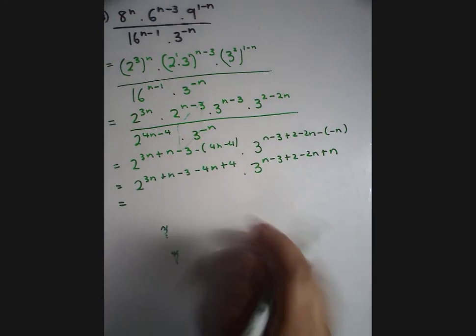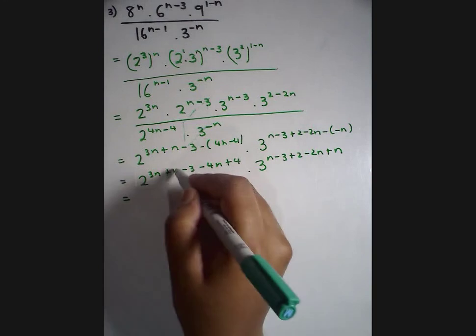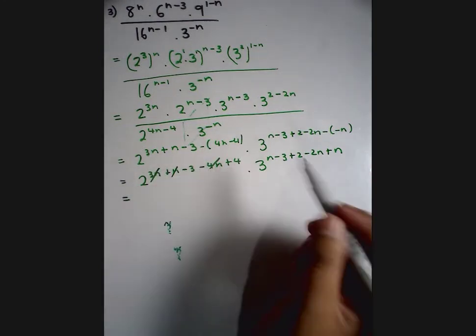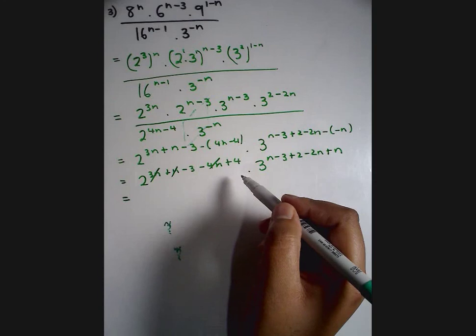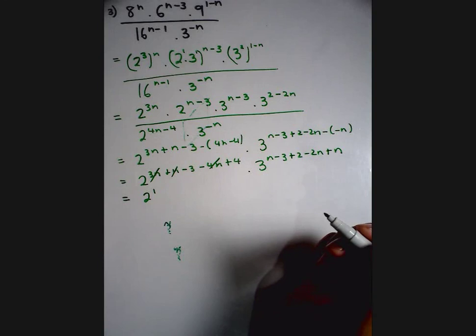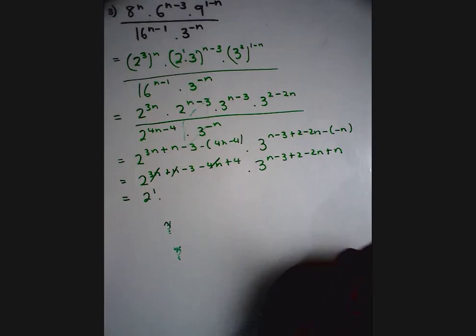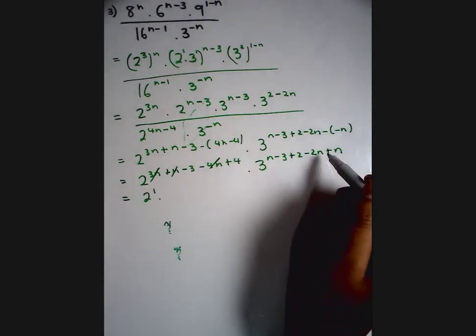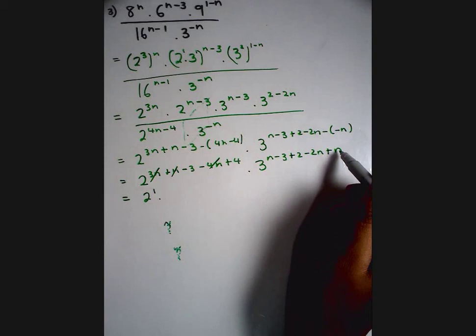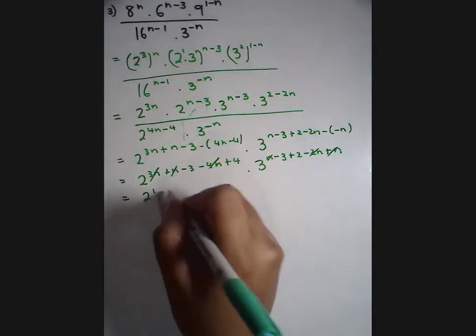Alright, now when you're simplifying, you say 3n plus n is 4n, 4n minus 4n is just nothing. The minus 3 plus 4 is positive 1, so 2 to the power of 1. Now don't be afraid, sometimes your answer will have an alphabet in the exponent. That is possible. It doesn't have to always become a number. So you have a positive n, a negative 2n, and then a positive n here. So n minus 2n plus n gets cancelled out. And you got negative 3 plus 2, so it's going to become negative 1. So 3 to the power of negative 1.